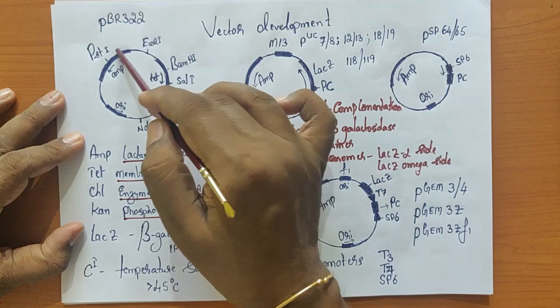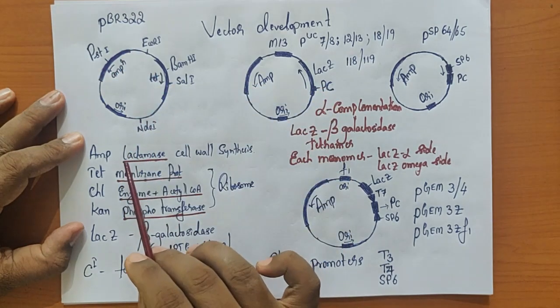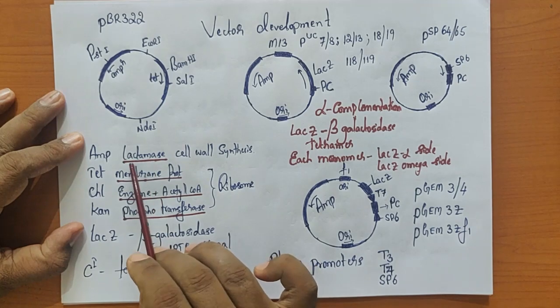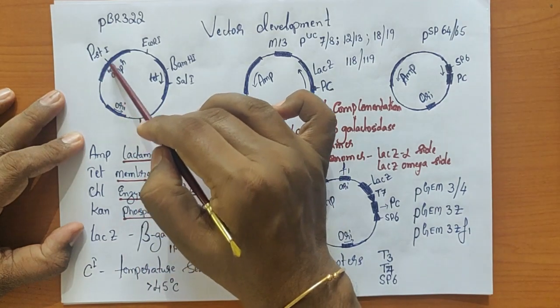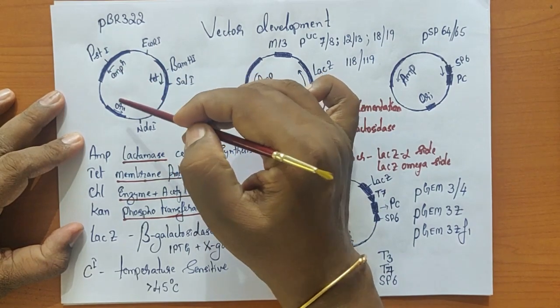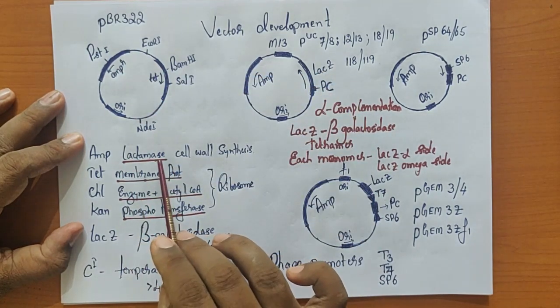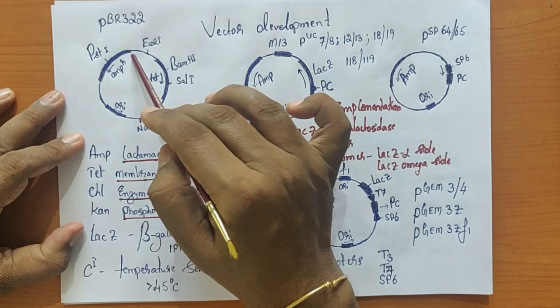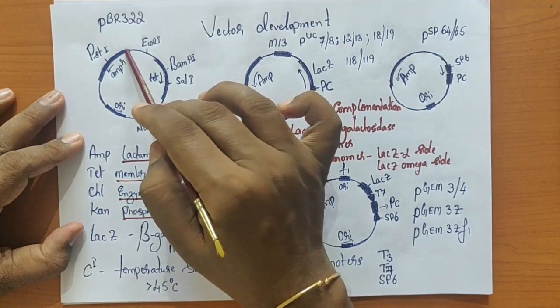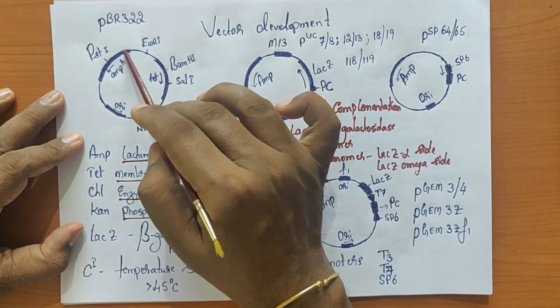So it harbors a gene which produces an enzyme, lactamase. Now this is an enzyme. So that means this particular ampicillin resistant gene has to be transcribed and translated into a lactamase. That means this particular ampicillin resistant gene should have its own promoter, its own operator, and also a ribosomal binding site.